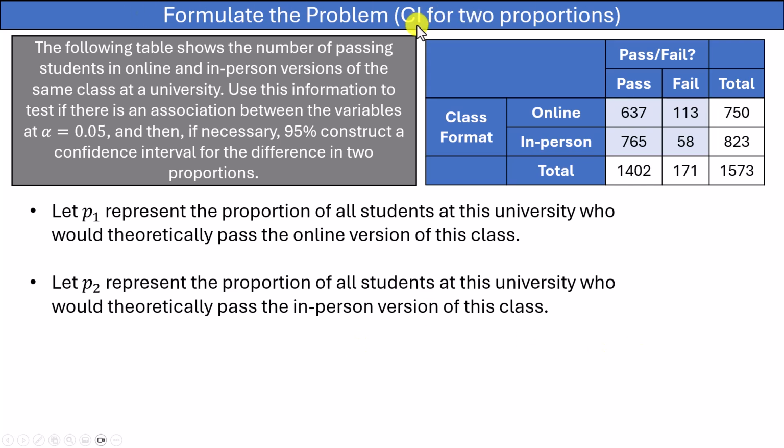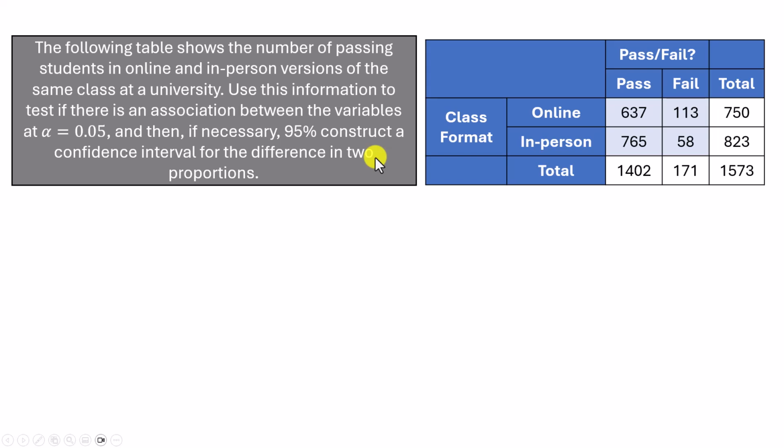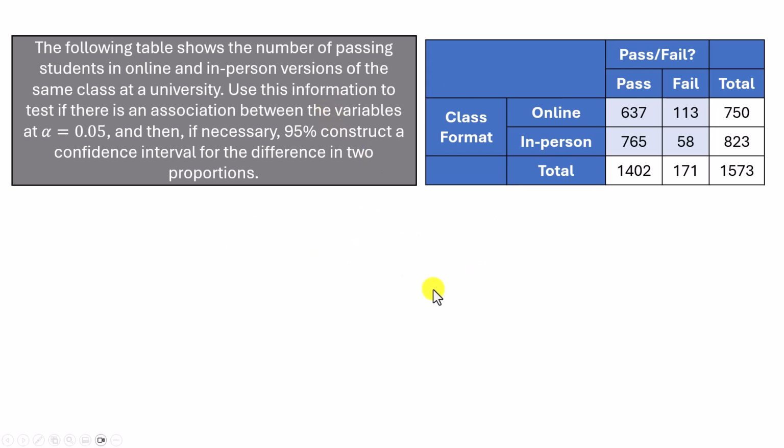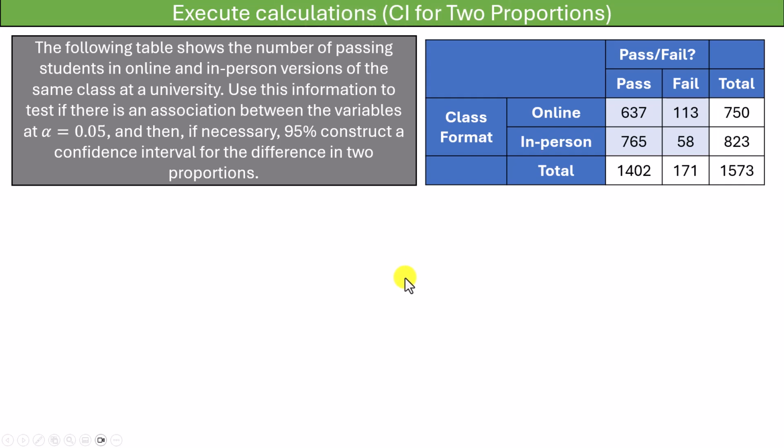And we don't have to review conditions because we already reviewed conditions in terms of the chi-square test. So we can move right on to the execute calculations step. Now, before we go to the TI-84 calculator, which is how we're going to do this step, I would write down some of the information here and the symbols that go along with it, because it's going to make it easier when you eventually go to the TI-84 calculator.